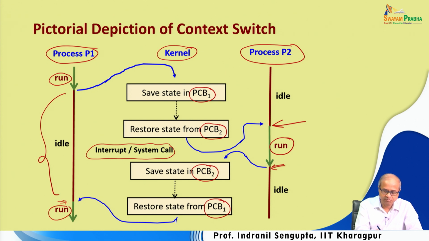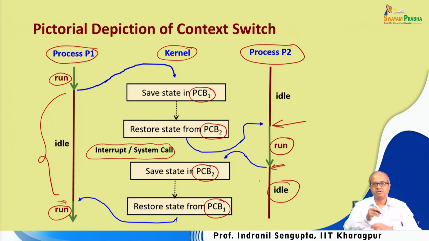So, P1 will again move to the running state, and whenever this interrupt comes, P2 will move to the idle state. So, in this way it happens along the axis of time. Some of the processes move from the running state to some other state, some of the processes move to the idle state or come out of the idle state, but whenever this context switching occurs, this pair of operations, save and restore, must be done. This is the basic idea behind context switch. Okay.